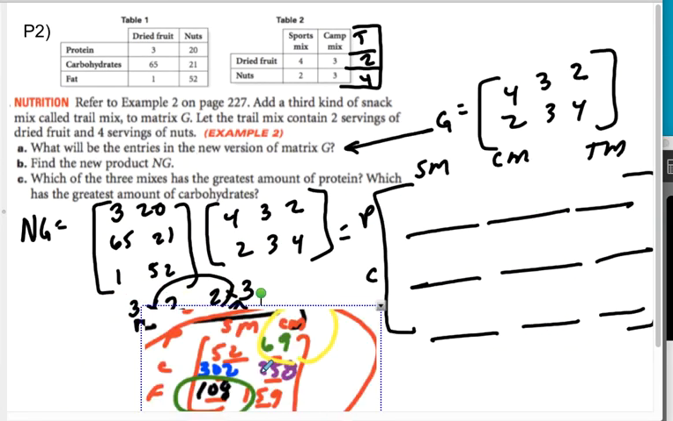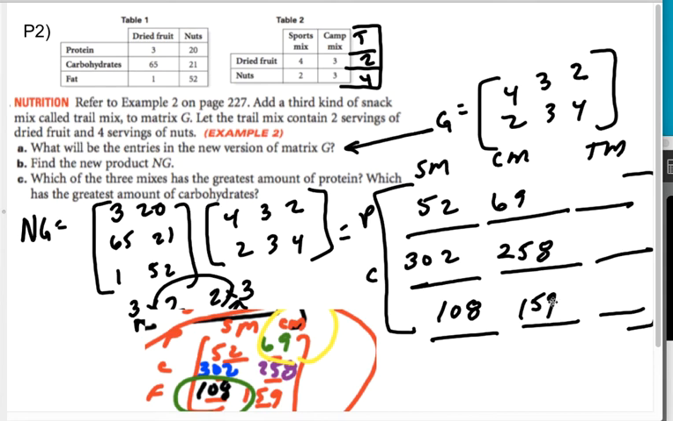I already know how much is in these. I know that this is a 52, a 69, a 302, a 258, a 108, and a 159. Those didn't change, right? Because the only difference is that this column didn't exist in the original. So the only difference here is that I'm not going to reinvent the wheel. I'm not going to re-find these 2. I'm going to recognize that, oh, hey, I tacked a column onto the end.